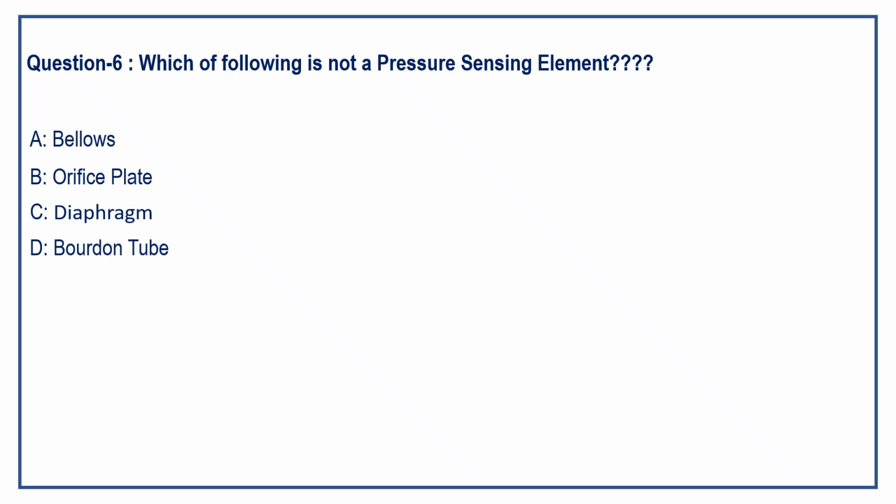Next question is which of the following is not a pressure sensing element? Let's see the options. Option A, bellows. Option B, orifice plate. Option C, diaphragm. Or option D, Bourdon tube.